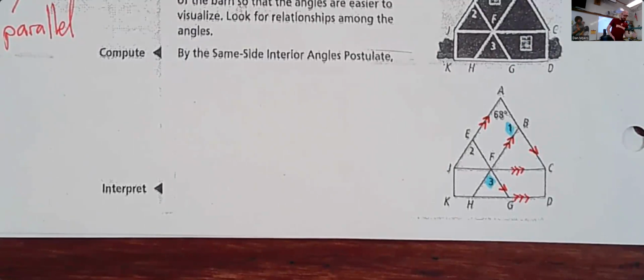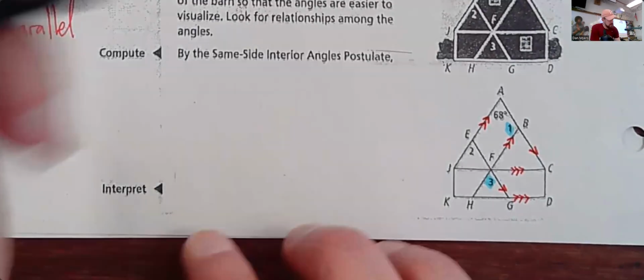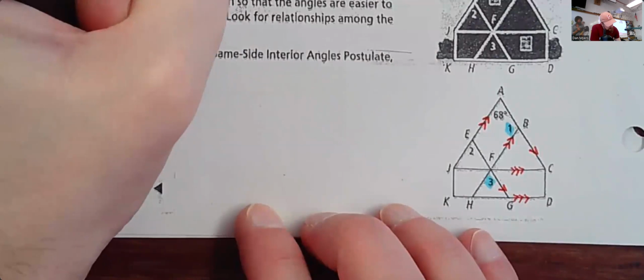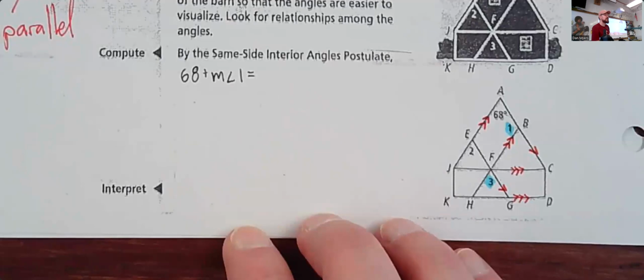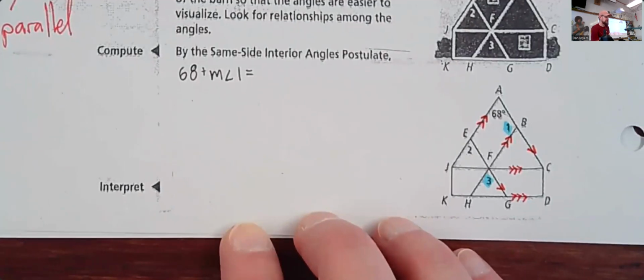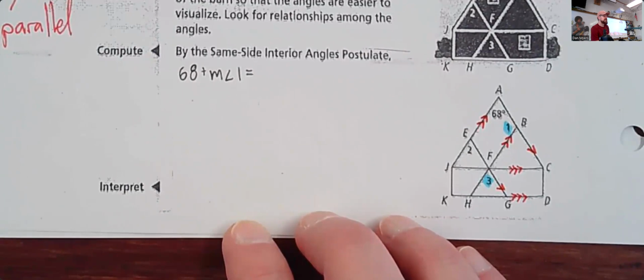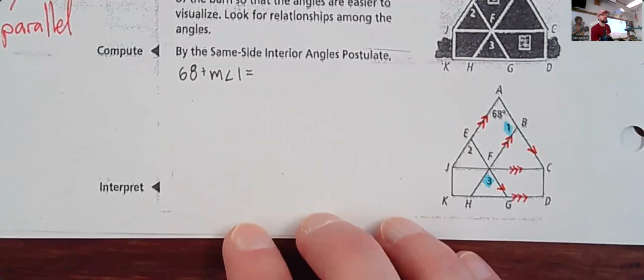So we are going to say that 68 plus the measure of angle 1 equals what? Same side interior angles have what mathematical relationship? There's that postulate 2-1 right at the beginning of our notes. It said something about if you have parallel lines and you have same side interior angles, the same side interior angles are, yeah, they're supplementary. They add up to 180.